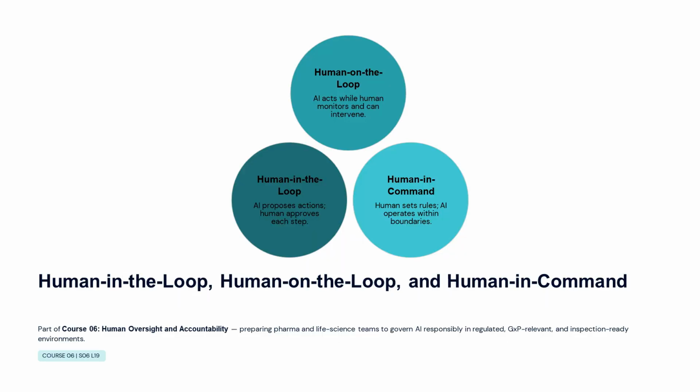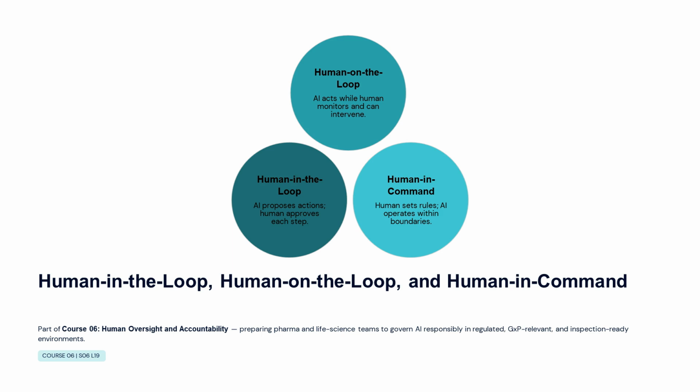As artificial intelligence systems gain capabilities, the critical governance question is no longer simply whether a human is involved in the workflow. The real governance question is, how is the human involved, at what point, and with what authority? To answer this, life science organizations must implement three distinct human oversight models based on risk: human in the loop, human on the loop, and human in command.